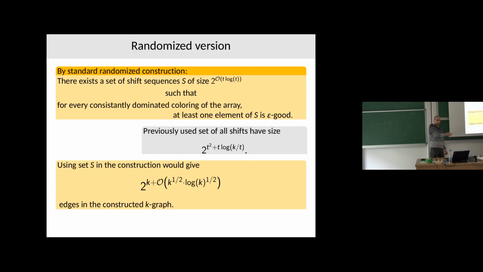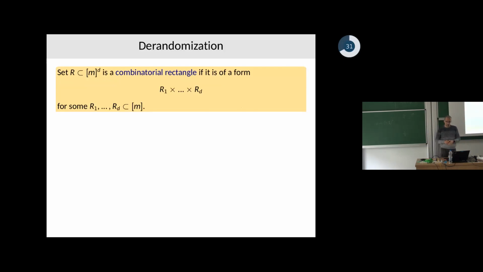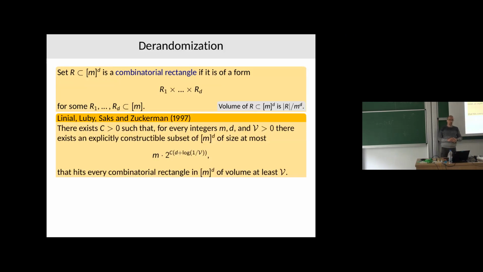Okay, so at least it shows that it's possible. There are some small hitting sets. So the trick is now to find them without random construction. We need some tools. And tools were prepared for the framework of combinatorial rectangles. So maybe I will show some names: Linial, Luby, Saks, and Zuckerman. Yes, they work on this problem.